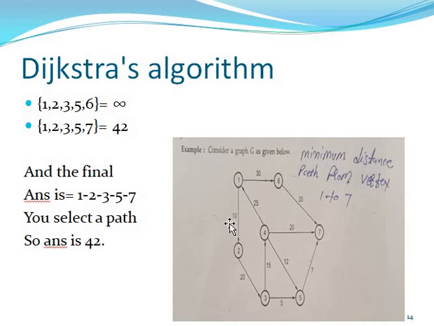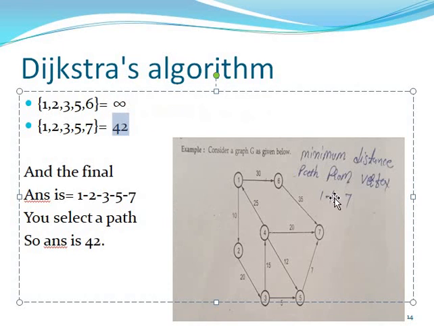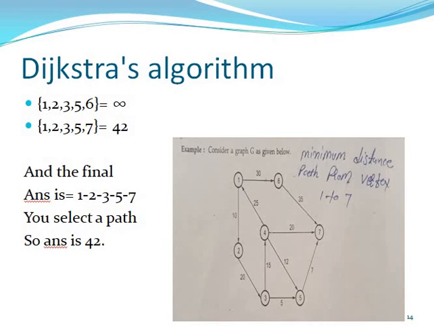So what is the weight? 10 plus 20 plus 5 and 7. Then the weight is 42. Then you can find the minimum weight or minimum path between 1 to 7, and the final answer is 42, and you can select the path 1, 2, 3, 5 and 7. So this is the Dijkstra algorithm.